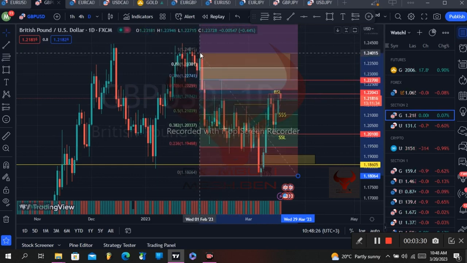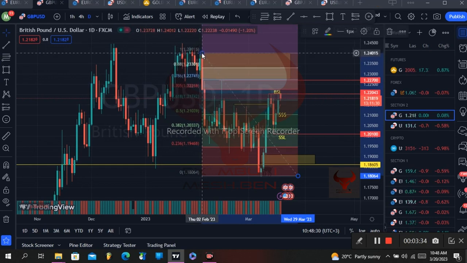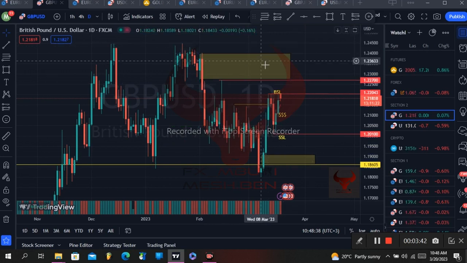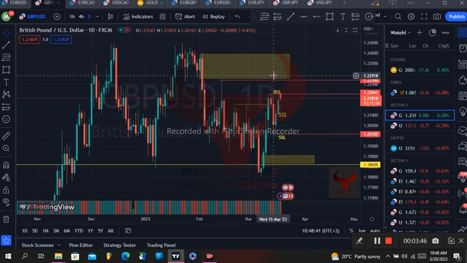So this is the swing that we should use to see where our optimal trade entry is at. I think we will target this zone in here for the basis of draw on liquidity and buyers. So let's go down on a 4 hour chart and see what's happening there.